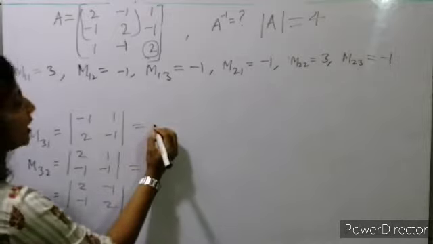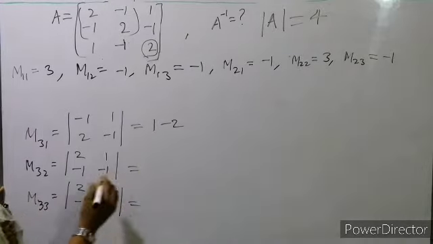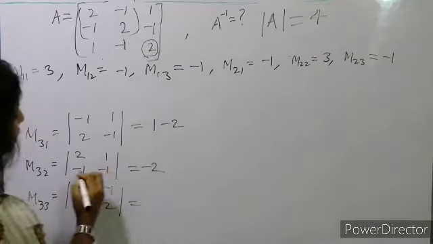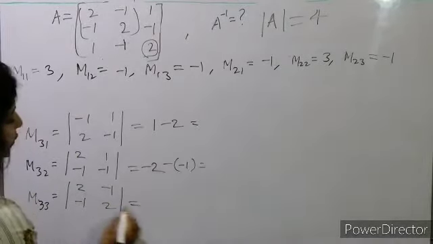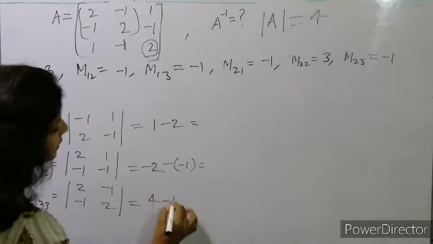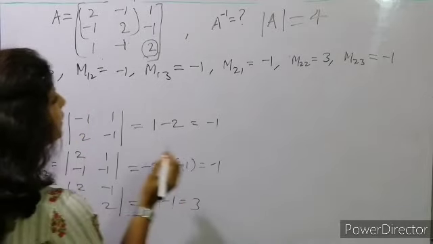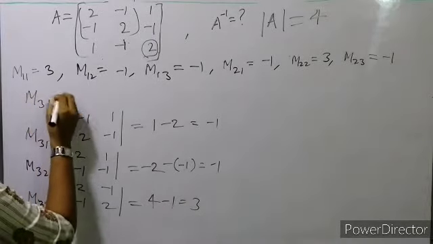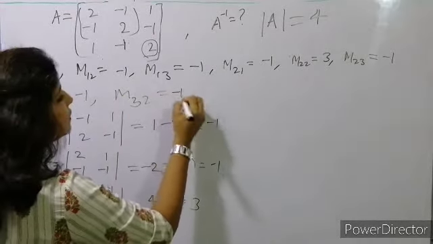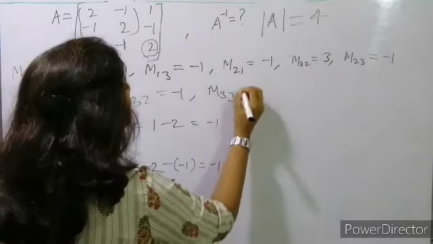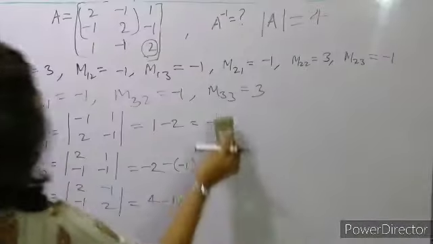Minus 1 into minus 1, 1 minus 2. This one, 2 into minus 1, minus 2. Minus 1 into 1, minus 1. Now 2 into 2, 4. Minus 1 into minus 1, 3. Minus 2 plus 1 minus 1, minus 1. Okay, so M31 will be minus 1, M32 minus 1, M33 3. Okay, so we got the minors.